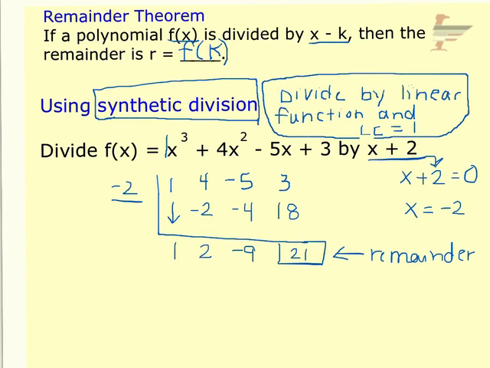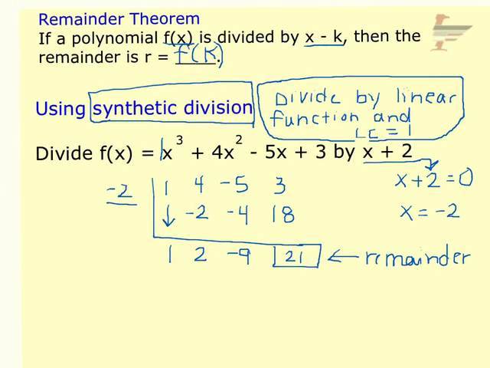Now, that is maybe a little more work than if I just did direct substitution. I just did synthetic. If I do direct substitution, what I'm going to do is go back up here: f of x, if it's divided by a linear function, then your remainder is going to be f of k. So if I have x minus k, and I had x plus 2, I am going to put negative 2, you always do the opposite sign, negative 2 into this function.